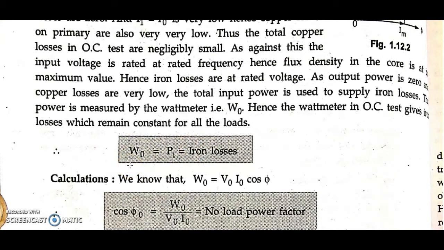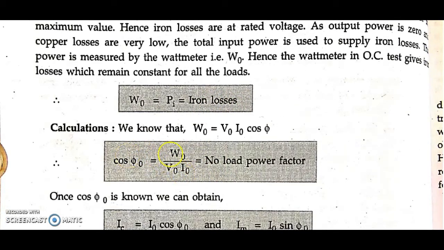Here we know that whatever supply is given to the primary winding is utilized to supply the iron losses and not the copper losses. Why? Copper losses only occur when load is connected. But here in our case, copper losses are 0, because load is not there. So whatever supply is given to the primary side will be utilized in supplying the iron loss in the primary winding.